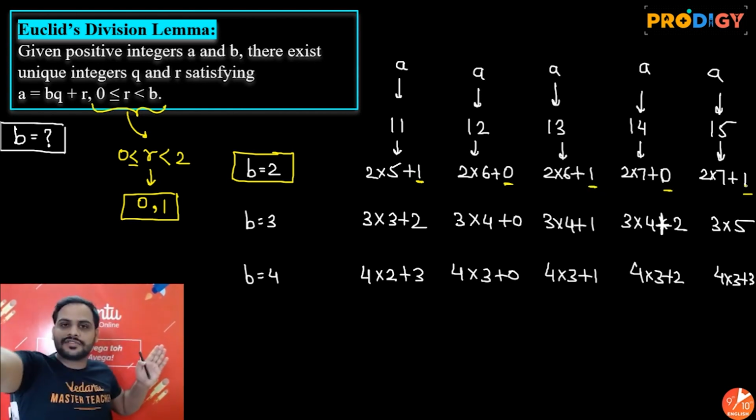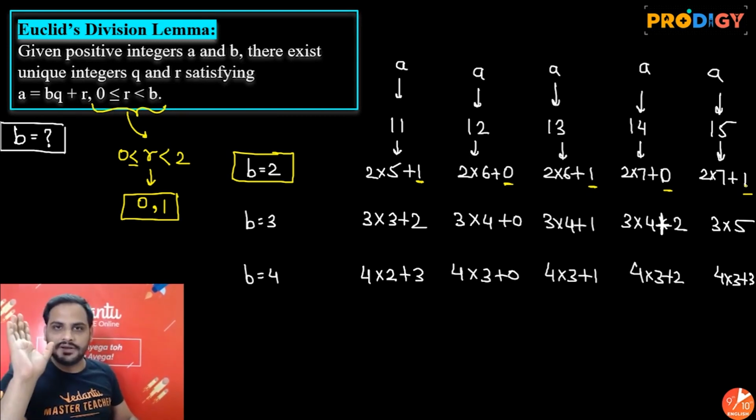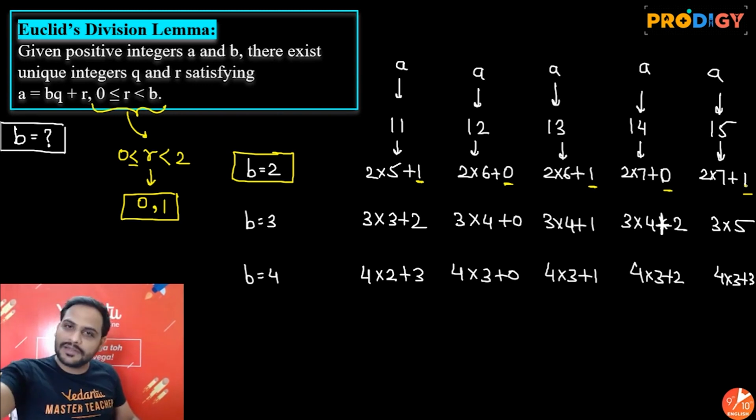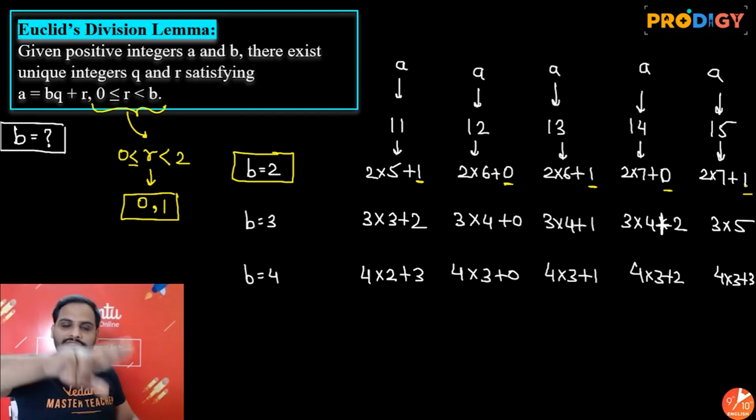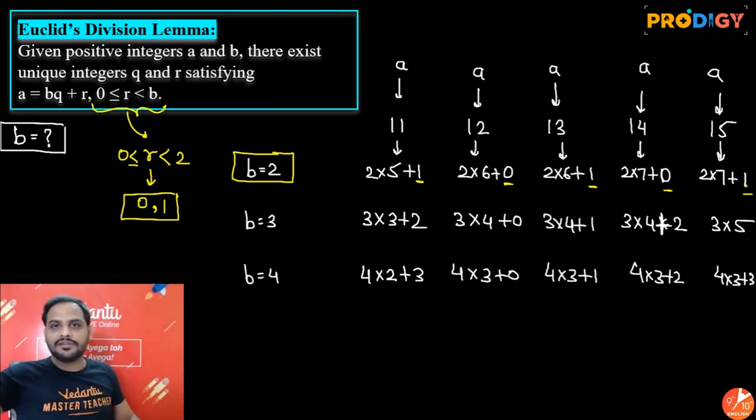Now continue this. After 15, 16 will be 2 into 8 plus 0, remainder 0. 17 is 2 into 8 plus 1, remainder 1. So remainder 0, remainder 1, and this will keep on happening.